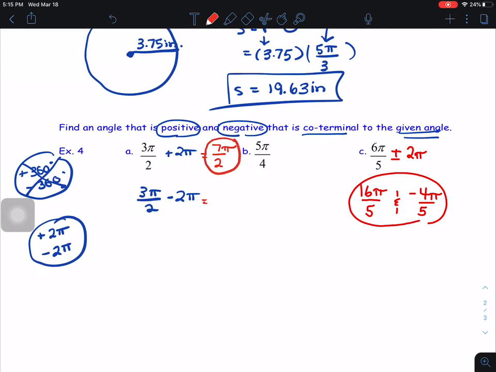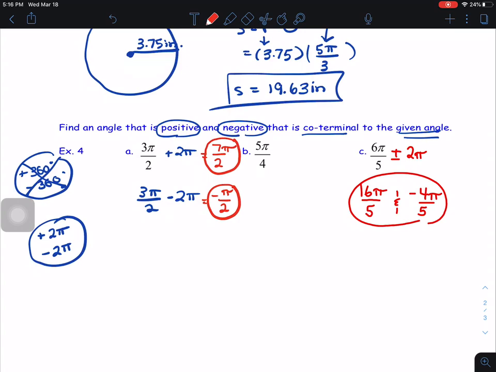Here would be a positive coterminal angle to 3 pi over 2, and then we're going to do the same thing, subtract like 3/2 minus 2, on the calculator, switch that into a fraction. I'm seeing negative 1/2, but then you would attach the pi symbol back onto the numerator, okay?